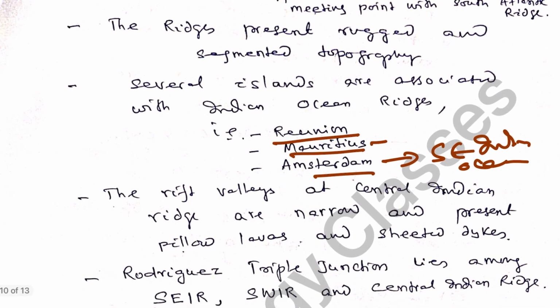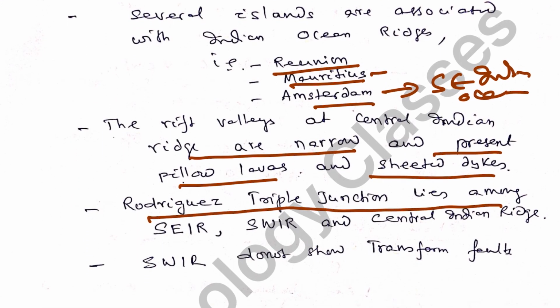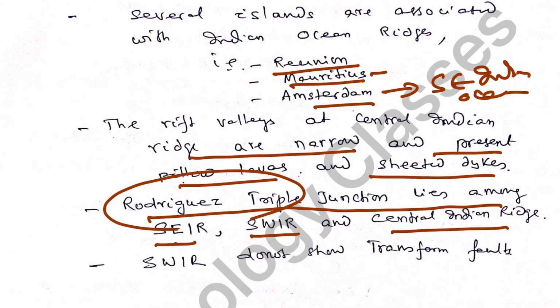In the case of the Indian Ocean Ridge, the rift valleys at the Central Indian Ridge are narrow and present below lavas and sheeted dikes. The Rodriguez Triple Junction lies at the junction of the Southeast Indian Ridge, the Southwest Indian Ridge and the Central Indian Ridge. So it is a triple junction. The Southwest Indian Ridge does not show transform faults.